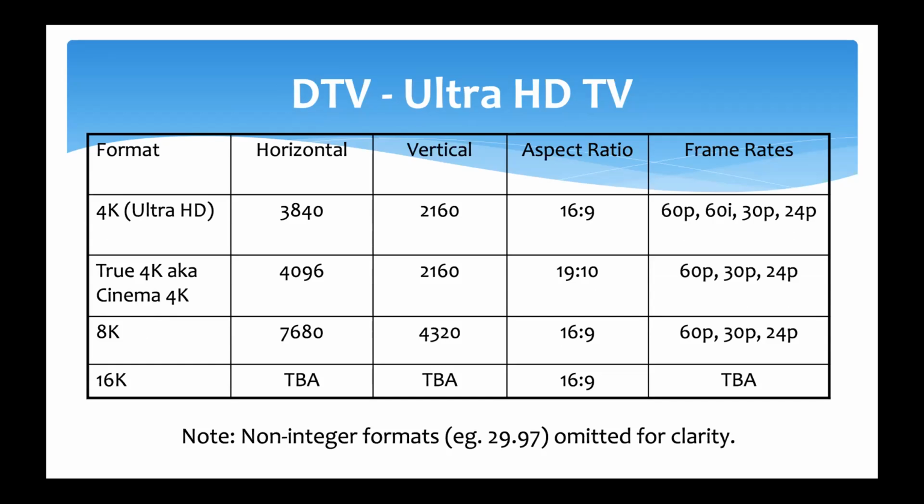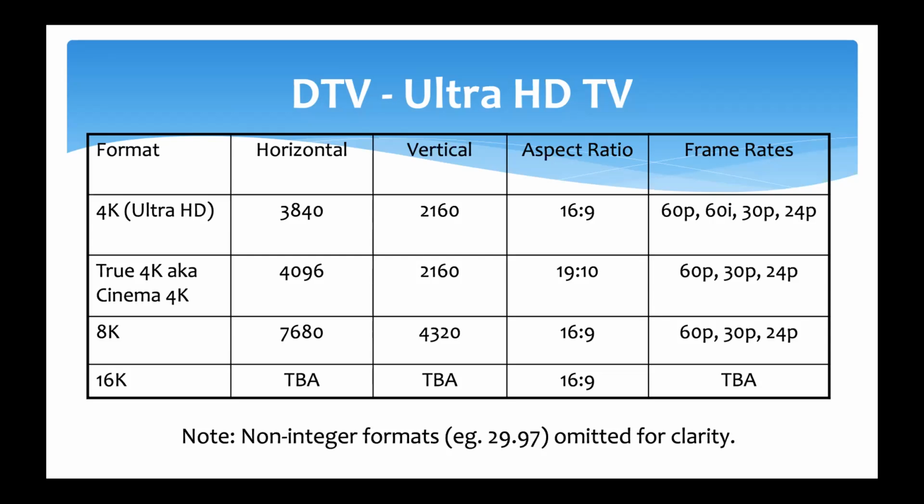8K is 16 by 9 again, and 8K is 7680. So we're actually getting further away from 8,000. 4K is actually a bit closer to 4,000 than 8K is to 8,000, but that's all right. For shorthand, it's 7680 by 4320. So we're doubling again. And the 16K is yet to be announced. There has been no standard yet determined for 16K, although it will be 16 by 9.